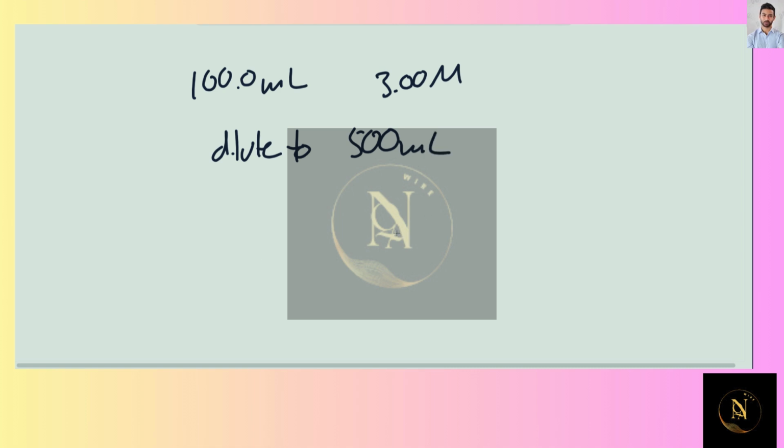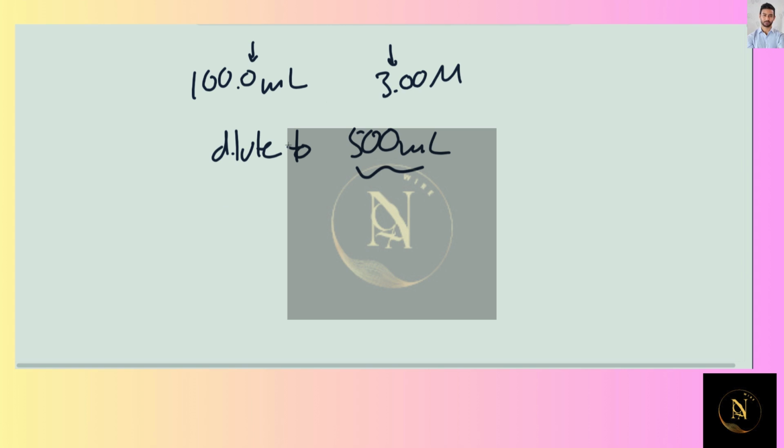So first of all, we need the concentration, right? To get the final concentration from a dilution, we know the initial volume and the initial concentration. We multiply those together and divide by the new volume.